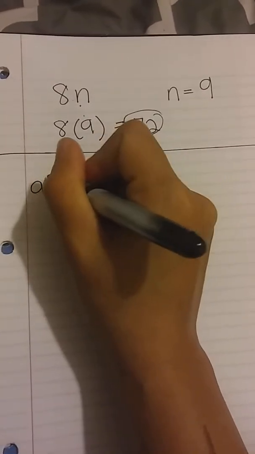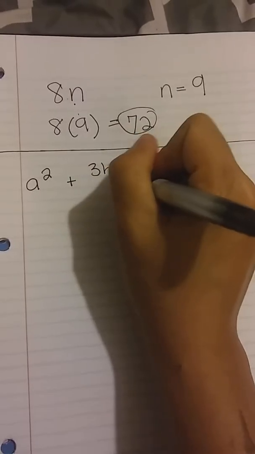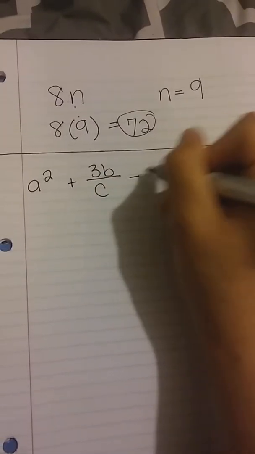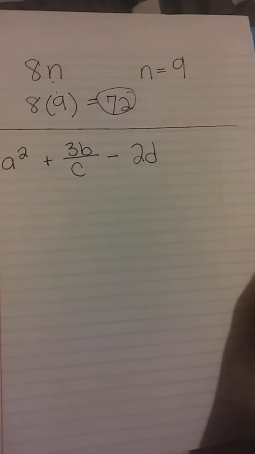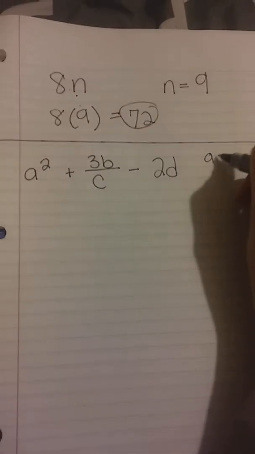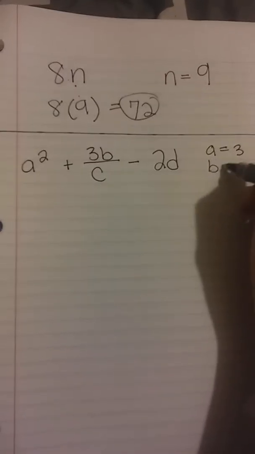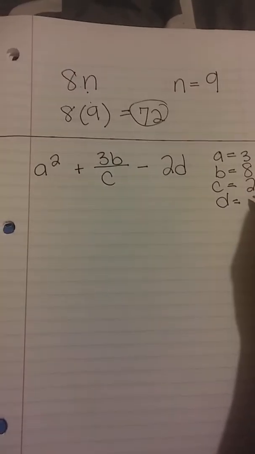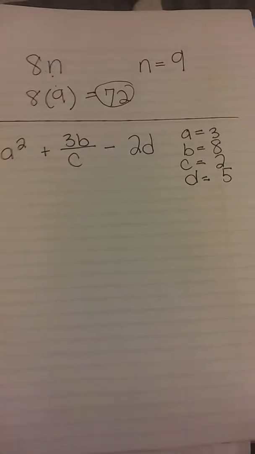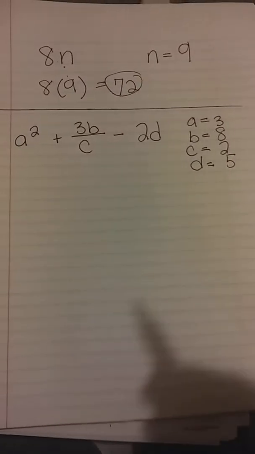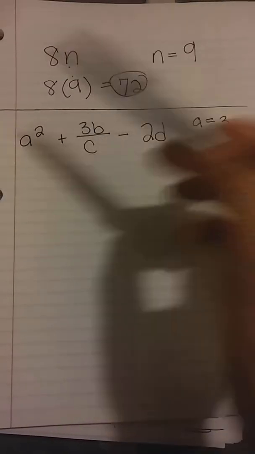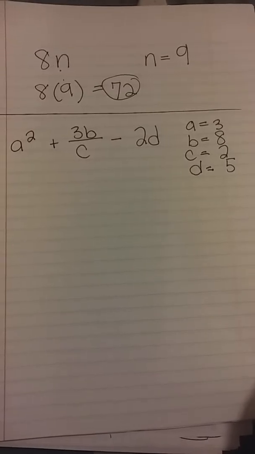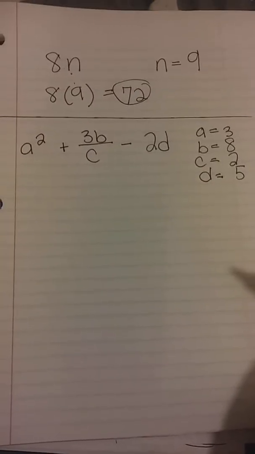Okay. For number 2, you have a squared plus 3b over c minus 2d. And they tell you that a equals 3, b equals 8, c equals 2, and d equals 5. With these type of problems, you just have to make sure you're really careful with plugging it in. Make sure you put a where a is supposed to go, b where b is supposed to go, c where, and so on. And once again, always plug everything in with parentheses.